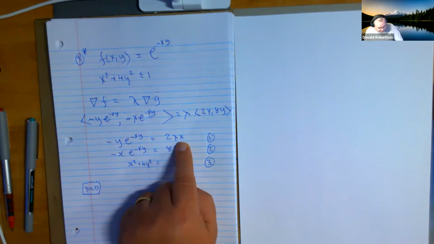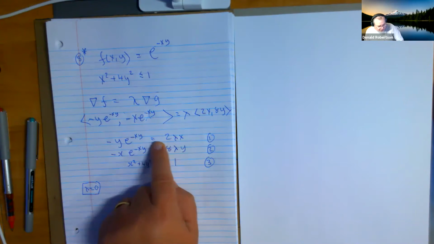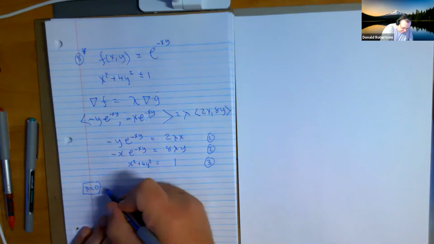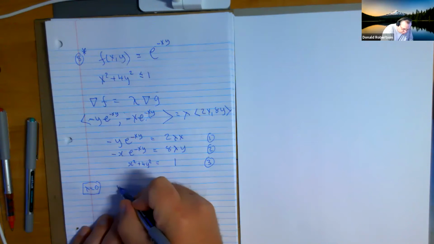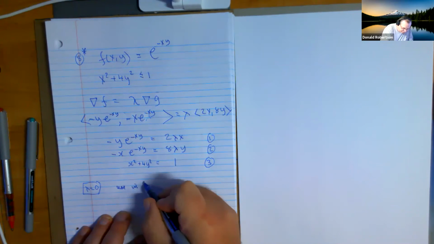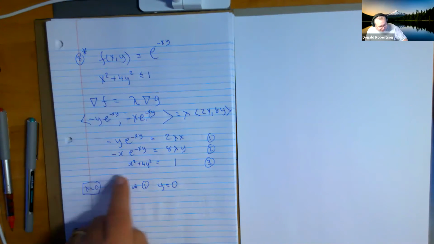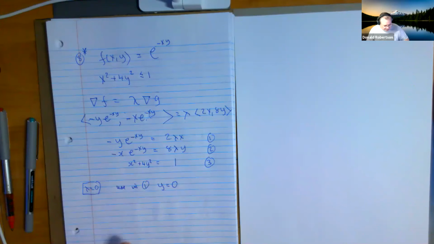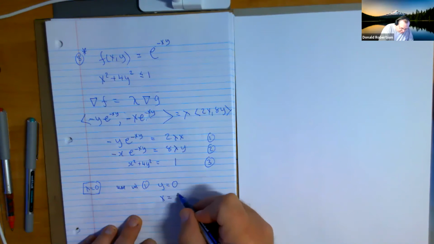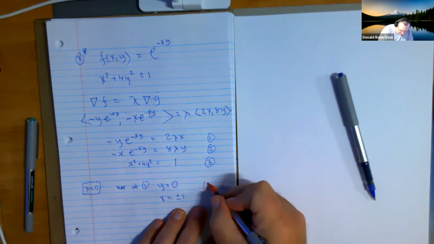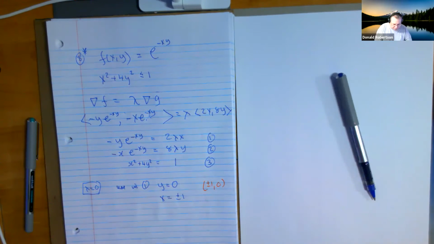If lambda was 0, then won't this be 0? And doesn't that mean y has to be 0? Great. So if lambda is 0 and you use it in equation 1, you get that y equals 0. And if you go to the constraint, won't that generate x is plus or minus 1? So that gives me plus or minus 1, 0. There's two places I could look.